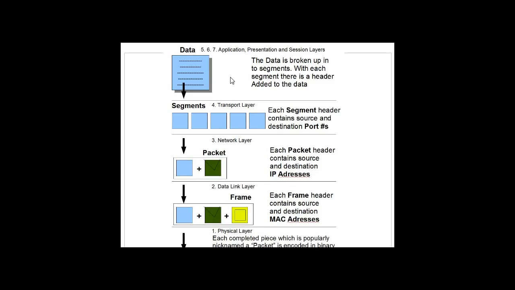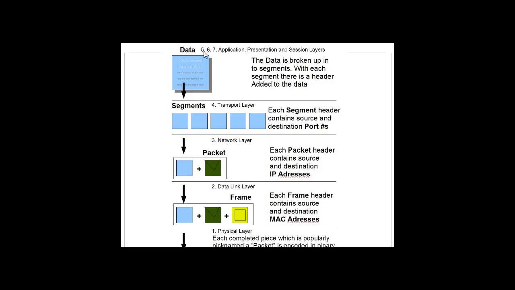Okay, I created this little graphic to help talk about how data flows on the network. Here at the top we've got our data, right? Let's say we're going to send an email. So we've got our email here, and we're using our email program. So at this layer we're working with data. We're working at the application layer with our email client, right? Let's say Outlook Express or something like that.